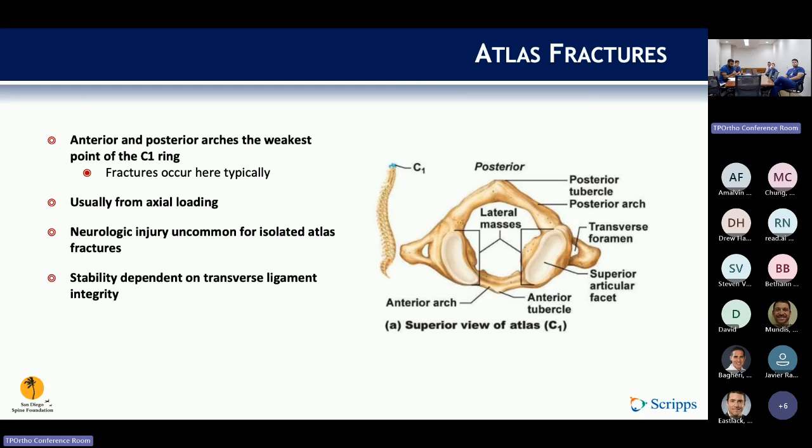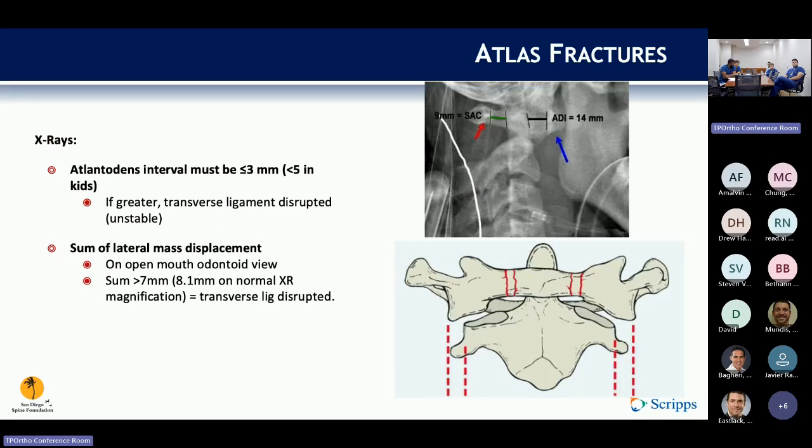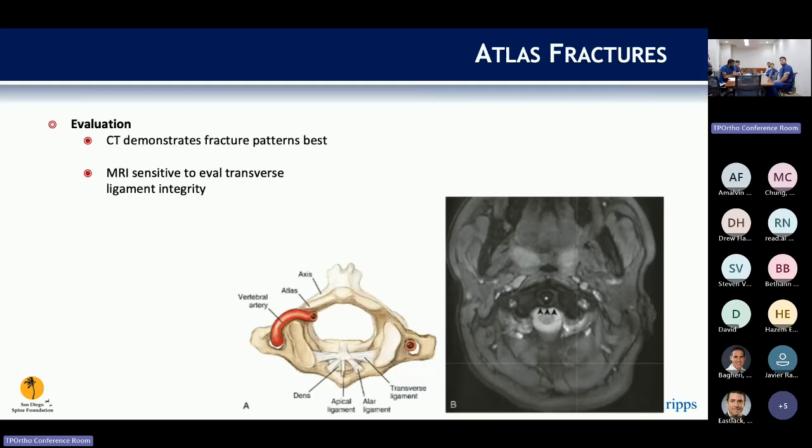Stability is dictated by the transverse ligament integrity. You do want to look at the ADI on plain films. You want this to be less than 3 in adults, less than 5 in kids, and if it's greater than that, this could suggest a transverse ligament disruption. You do also want to get open mouth views and be cognizant of some of the lateral mass displacement. CT will best characterize this fracture pattern, and MRI can show the transverse ligament bed.